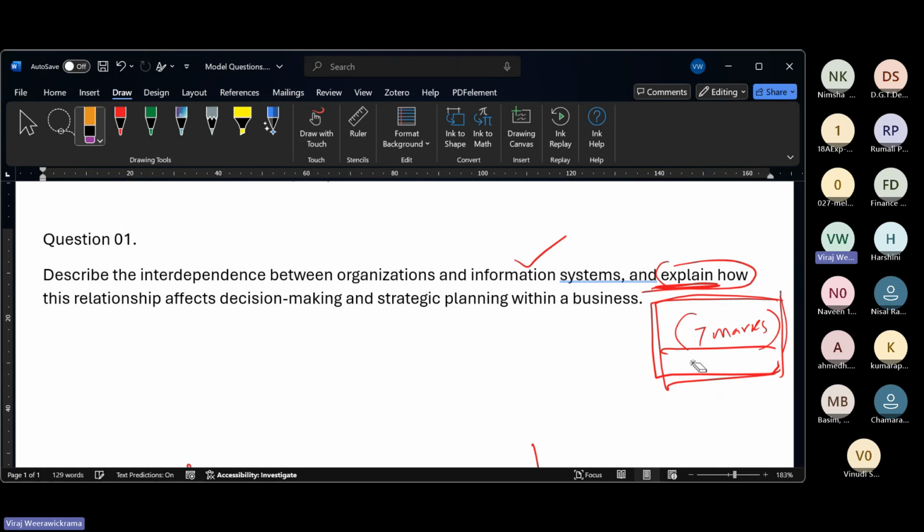Now, what you have to understand here mainly is the marks allocated.